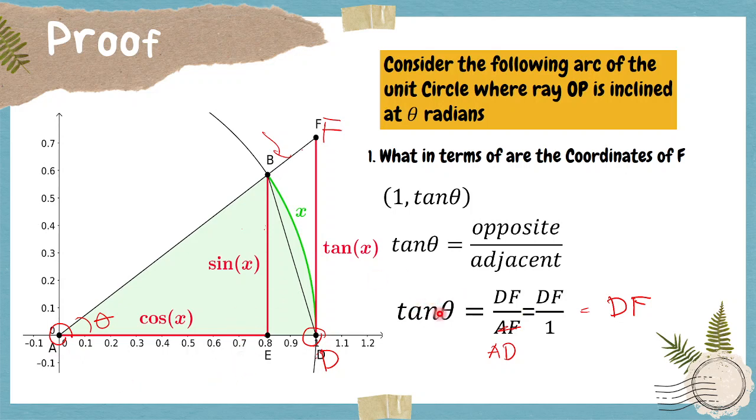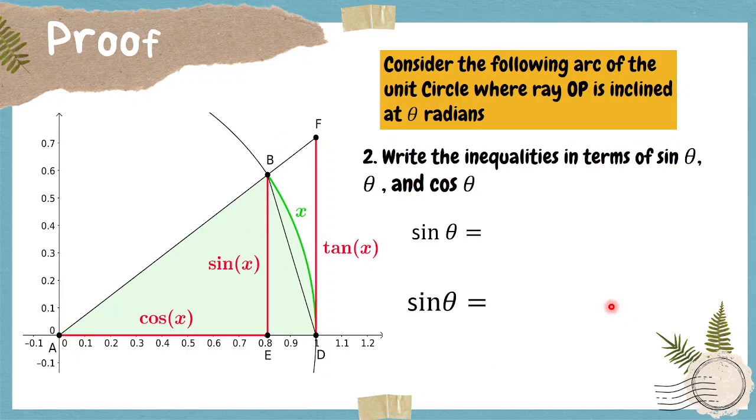So therefore, tangent theta is DF, no? So next, what are the inequalities in terms of sine theta, theta, and cosine theta? So we are applying the squeeze theorem here. How? Based on the figure, how do we know that we are applying the squeeze theorem here?